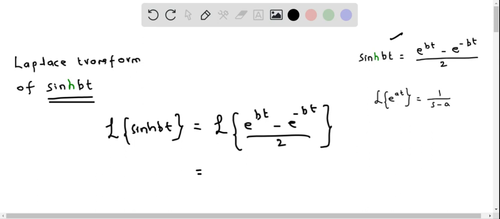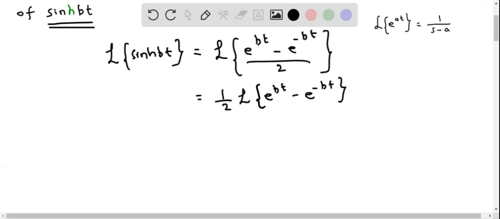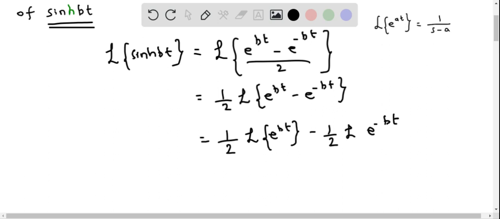Now we can factor this 1 by 2. So this is written as 1 by 2 Laplace transform of e power bt minus e power minus bt. Now we use the properties of Laplace transforms. That is, when we have to find the sum or difference of two terms, we write down the Laplace transform of the sum of terms. So we can write this as 1 by 2 Laplace transform of e power bt, minus 1 by 2 Laplace transform of e power negative bt.